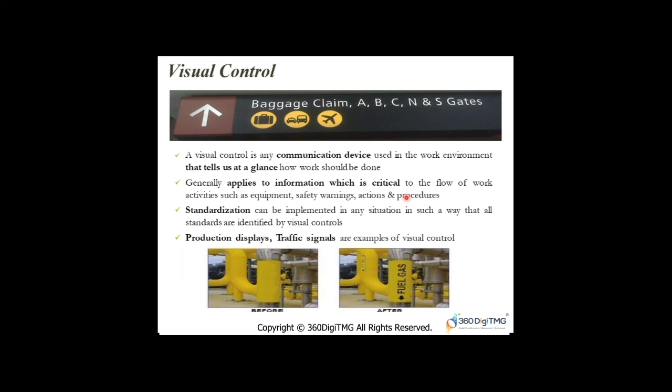Visual control is any communication device used in the work environment that tells us at a glance how work should be done. How should you do the work? It's there in the work environment to guide you. Always it's good to have visual control. Before a visual control, this image looks good, but what does that mean? Here, it's clear. This is a fuel gas. There is another symbol attached here. If you have these kinds of visual controls, it's going to make your life much easier. These are production displays, your traffic signals. All these are examples of visual control.